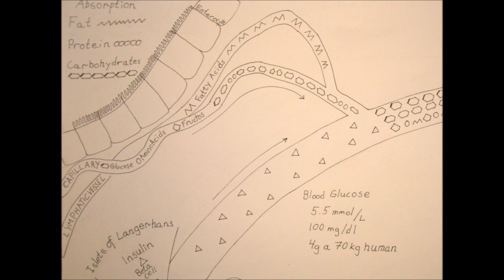The capillary behind the cell wall takes up amino acids, that's a protein's smallest part, glucose and fructose. The lymphatic vessel takes up the fatty acids. The lymphatic vessel is the body's cleaning system. They transport their cargo to the blood. The islets of Langerhans send out insulin to balance the blood glucose. The blood glucose should be at all times around 5.5.